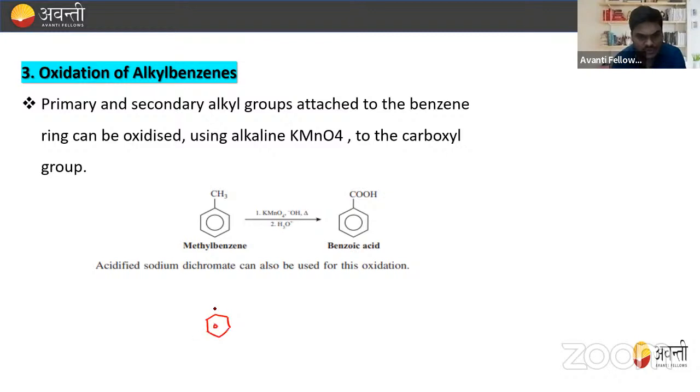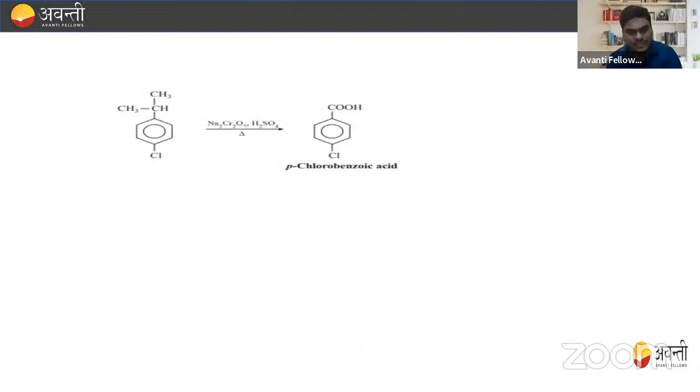Doesn't matter, no matter what group we have, even a group like CH3, CH3 and H, in this case also, if you treat with KMnO4, you'll get only benzoic acid, right? So this thing is very, very important. Whether you have one CH3 group on the benzene, or more than one, or many complex structures, doesn't matter, in the product you always get benzoic acid, right? So the primary and the secondary alkyl group attached to the benzene ring can be oxidized using KMnO4 to the carboxylic acid. Acidified sodium dichromate, Na2Cr2O7 with H2SO4, can also be used for the oxidation.